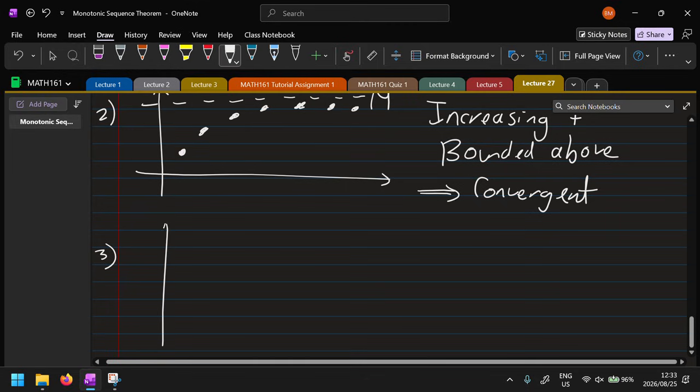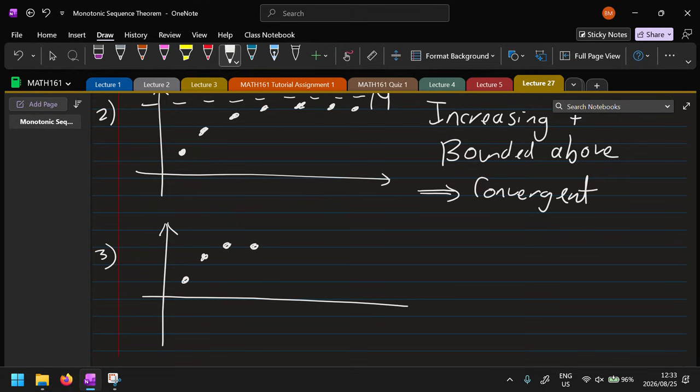And number three. Here we've got this sequence. We see that it's bounded above. It doesn't go above that capital M, but it's not increasing and it's not decreasing. We see sometimes it's increasing, sometimes it's decreasing, but that doesn't mean anything. It has to be either increasing all the time or decreasing all the time. If you have something like this, you can't say.